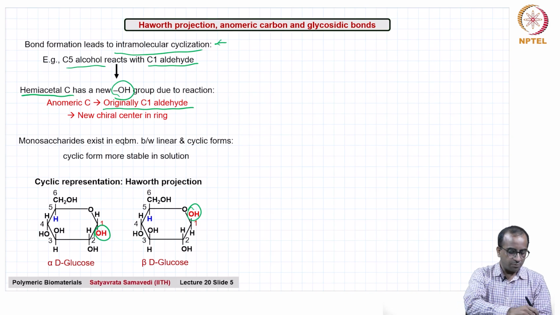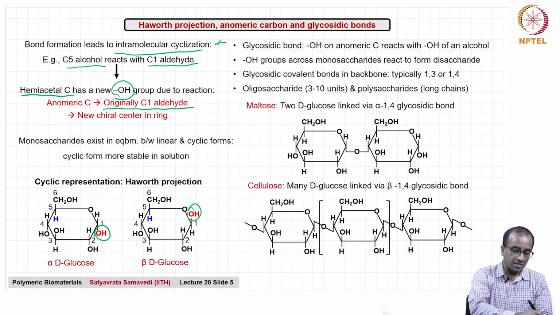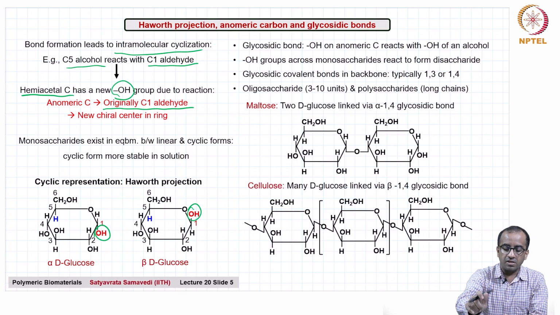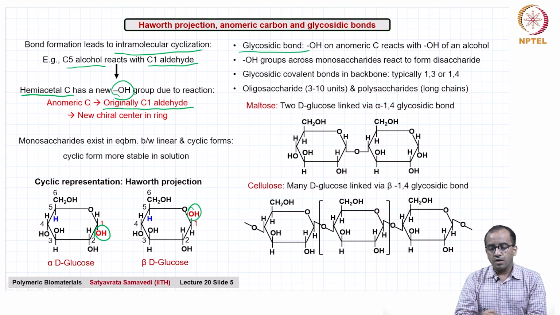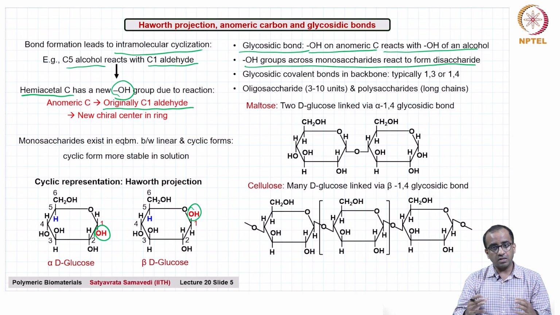Now with that stage being set, we can ask, how do these ring molecules or these monosaccharides attach covalently to form polysaccharides? And it so happens that the bond that they will form is called the glycosidic bond, where the OH on the anomeric carbon, that is the C1, which we're showing in red here, reacts with the OH of an alcohol. So these OH groups across monosaccharides can react to form disaccharides, trisaccharides and polysaccharides.